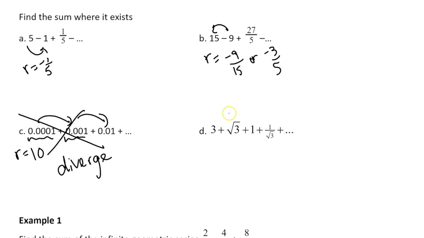And then for part D right here, you could say this would be √3 over 3 would be its common ratio right there. So for each of these three, you would be able to calculate its sum. So why don't you try this right now? We have a pretty straightforward formula of S equals A over 1 minus R. So why don't you pause the video right now and find out the sum for A, B, and D.